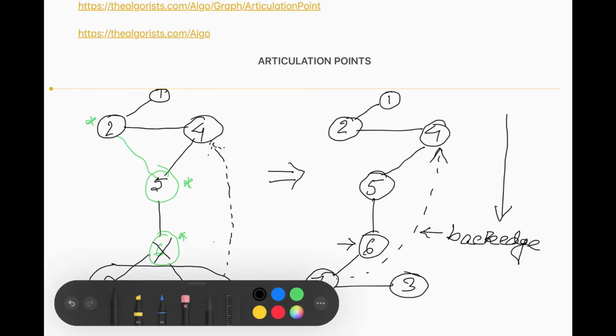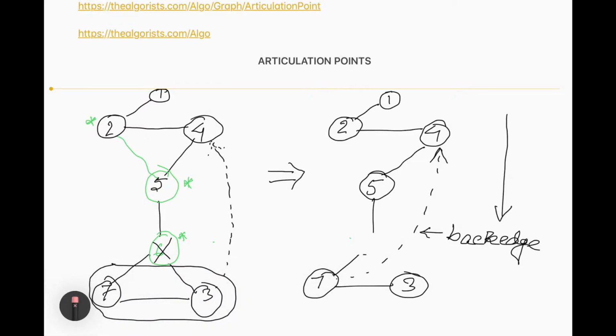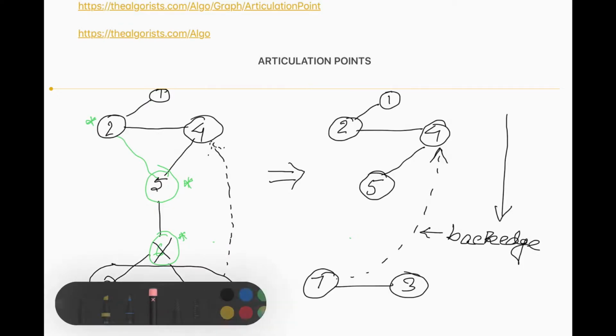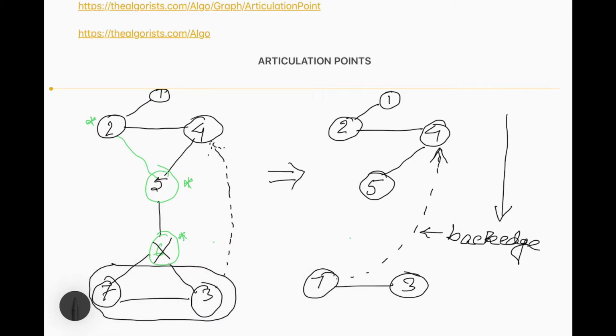So now let's say if we remove 6, we see that the rest of the graph is still connected. And the same goes if we had a back edge from 3 to any of its ancestors. So this is a very important observation: if we have a back edge from any of the descendants of the current node that we are visiting while doing DFS, then that node cannot be an articulation point.